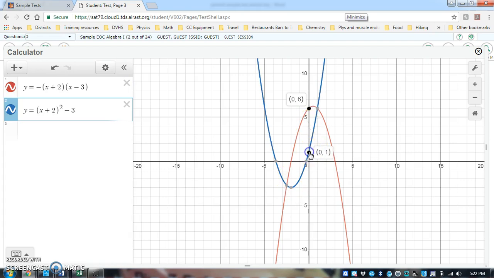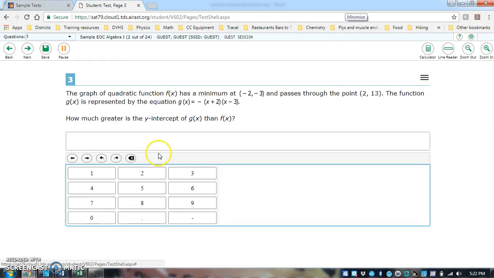Our y-intercepts are at (0, 6) and (0, 1). So the difference in how much greater the y-intercept of g(x) is than f(x) is 5.